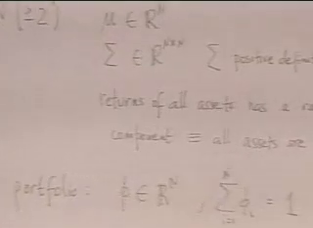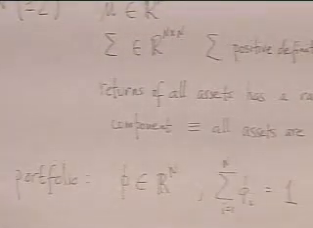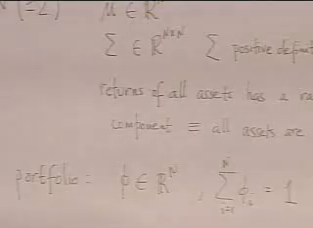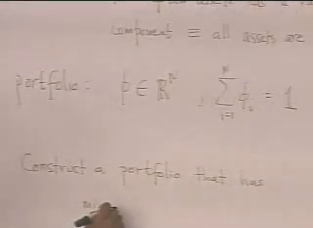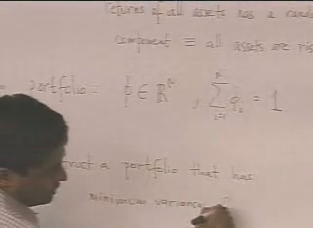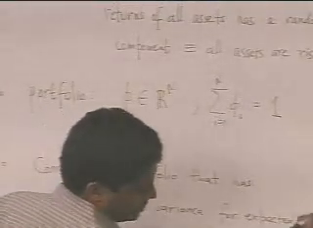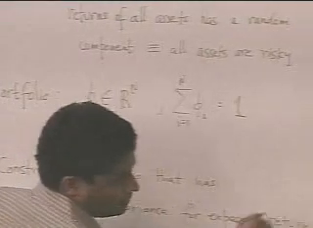And what we are after is the following thing. I want to construct a portfolio. So the problem that we are after is this. You want to construct a portfolio that has minimum variance for expected return equal to some number alpha. Alpha is a variable. I want to construct a family of portfolios. As I change alpha, the portfolio will change.